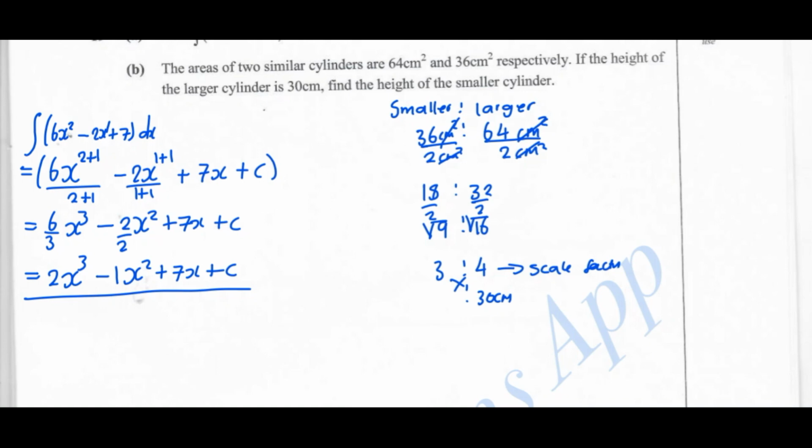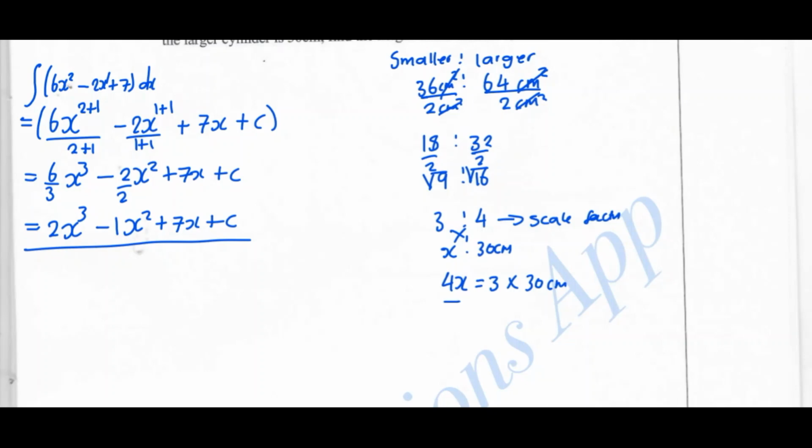Then we are solving for the height of the smaller, we put x. So 4 times x will give us 4x is equal to 3 times 30. So divide over 4 over 4. So 2 here is 2, 2 here is 15. Then 2 here is 1, 2 into 15 will give us 7.5.